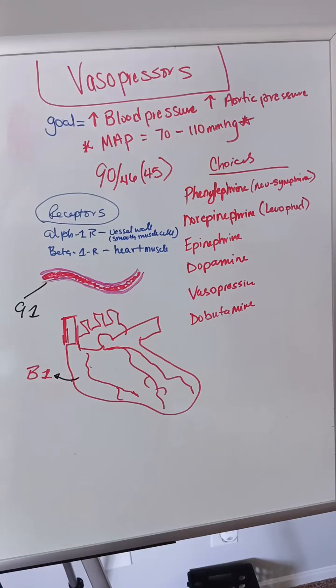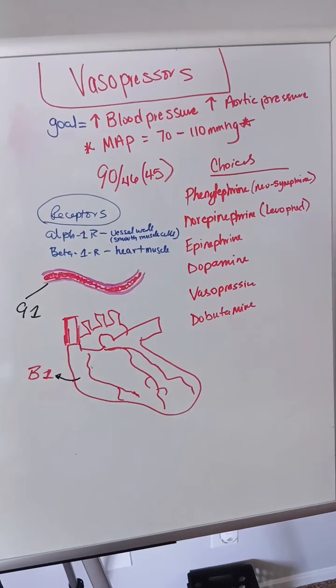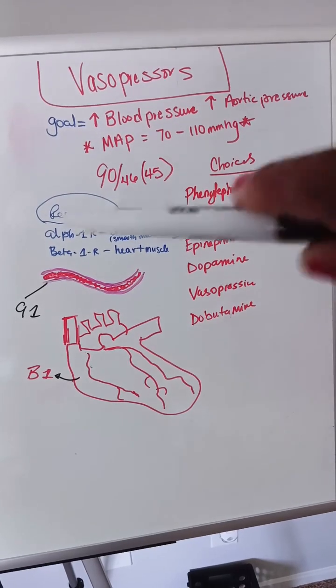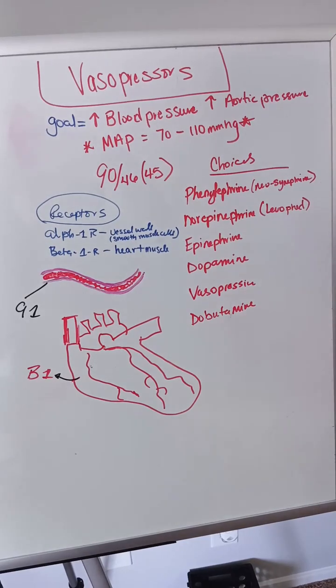So with that, we can now consider whether it's one or the other. If it's vasodilation, we want to focus on a vasopressor that is only going to significantly cause vasoconstriction of the blood vessel. There are two main receptors. There's beta 2 receptors, but that's mostly found in the lung. I just want to focus on the alpha 1 receptors and the beta 1 receptors.